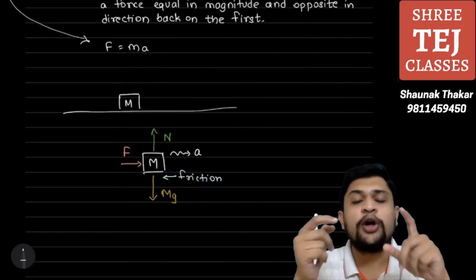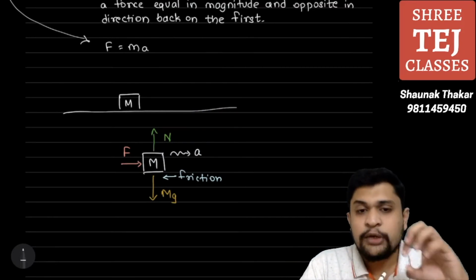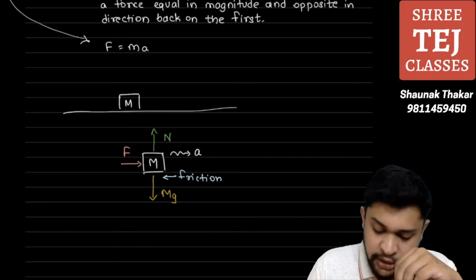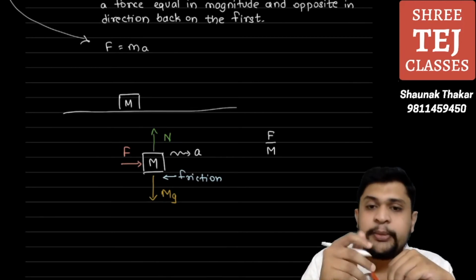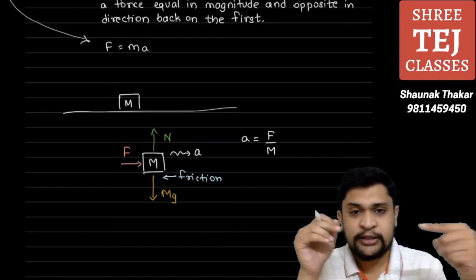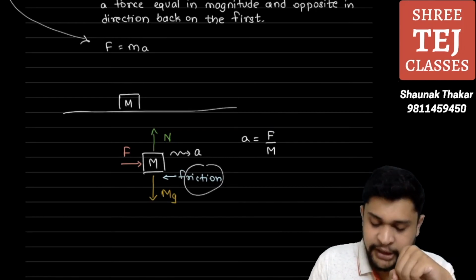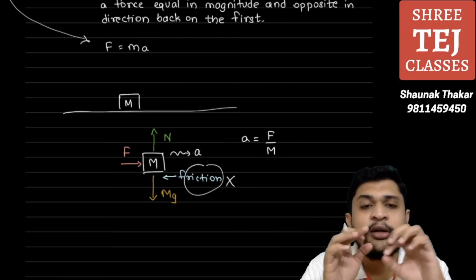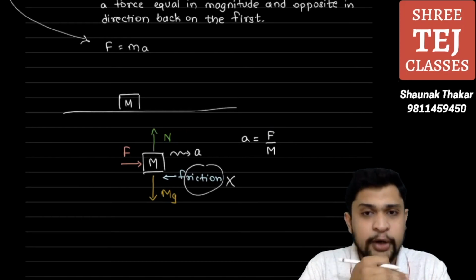So frictional force always acts in the direction opposite of the motion. Now what would be the acceleration? Here acceleration would be F divided by m, because the only unbalanced force is F in this direction, and we are assuming right now that friction is absent. Okay, we are assuming that the surfaces are frictionless. So this in general is a free body diagram.